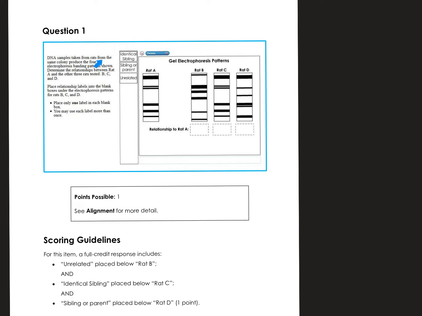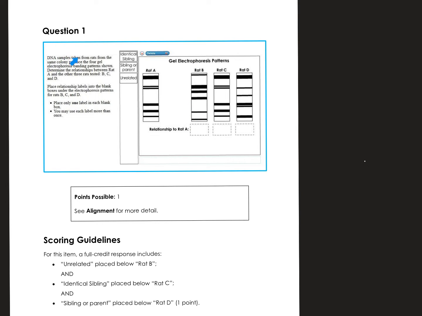The DNA samples taken from rats from the same colony produce 4 gel electrophoresis bands. Remember we talked about in the earlier explanation and in your class reading, gel electrophoresis is when you can take proteins or DNA and you put them in a well and then you run the well and you get a pattern. The pattern corresponds with similar proteins or similar DNA molecules. Similarity reflects a similarity in the DNA sequence, in the RNA sequence, or in the protein amino acid sequence, depending on what you're running in the electrophoresis.